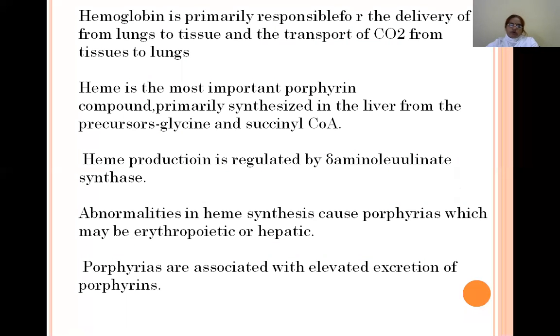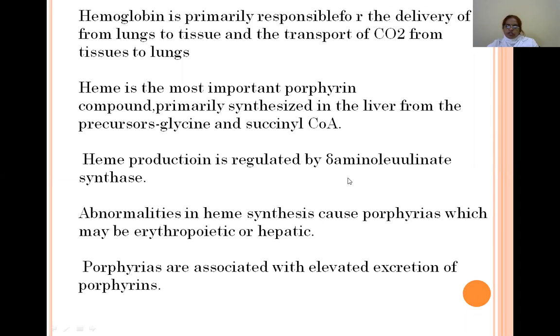Now see the overview of the formation of bilirubin. Hemoglobin is primarily responsible for the delivery of oxygen from the lungs to the tissues and transport of carbon dioxide from the tissues to the lungs. Heme is the most important porphyrin and is primarily synthesized in the liver from the precursors glycine and succinyl-CoA. Don't forget, heme synthesis takes place in the liver.